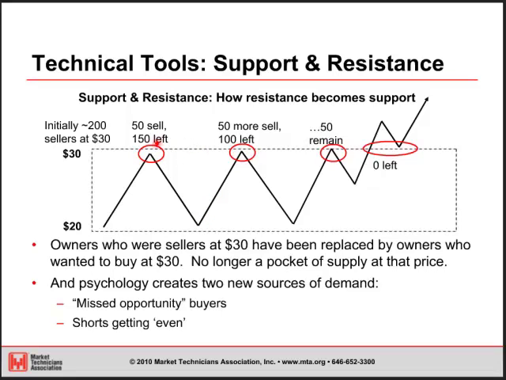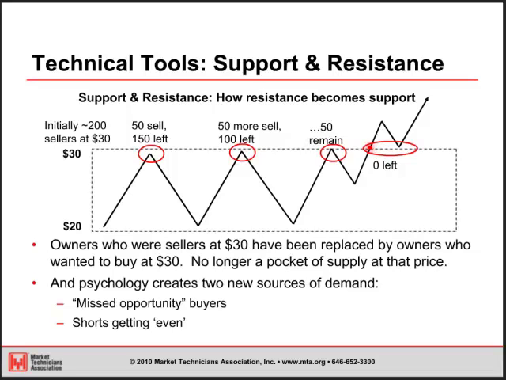There's still 150 investors who wanted to sell. So 50 more of them are able to sell before the stock starts heading back down. You've now got 100 left who want to sell the stock. It comes back up. You had 150 sell, 50 remain. Comes back down. You come back up one more time. Your last 50 sellers sell out at $30. So you had 200 sellers who wanted to get rid of the stock at $30. None of them are left.